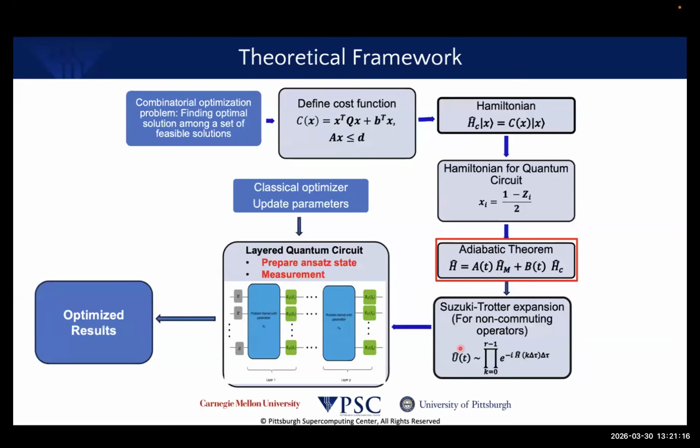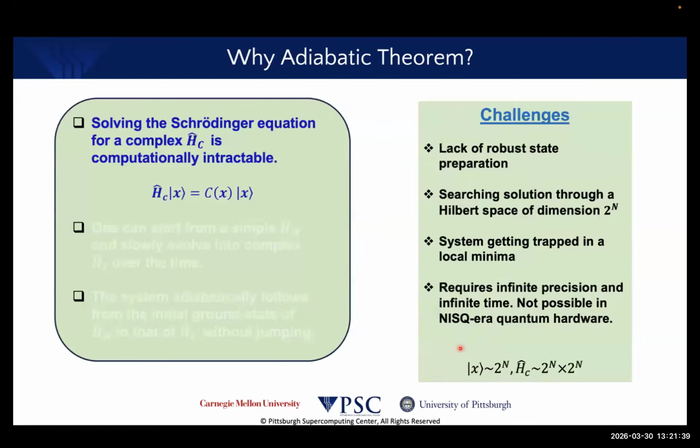Next, we have to solve this Schrodinger equation, but it cannot be solved very easily because it's a combinatorial optimization problem, and there are many nodes in the graph. So sometimes we may get stuck in local minima or something like that. So we have to find a better way to solve this problem. For that, we will use the adiabatic theorem.